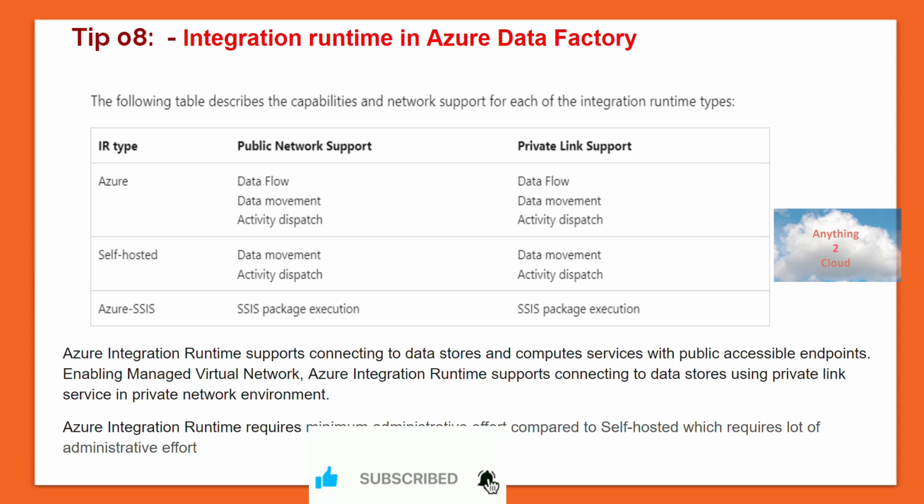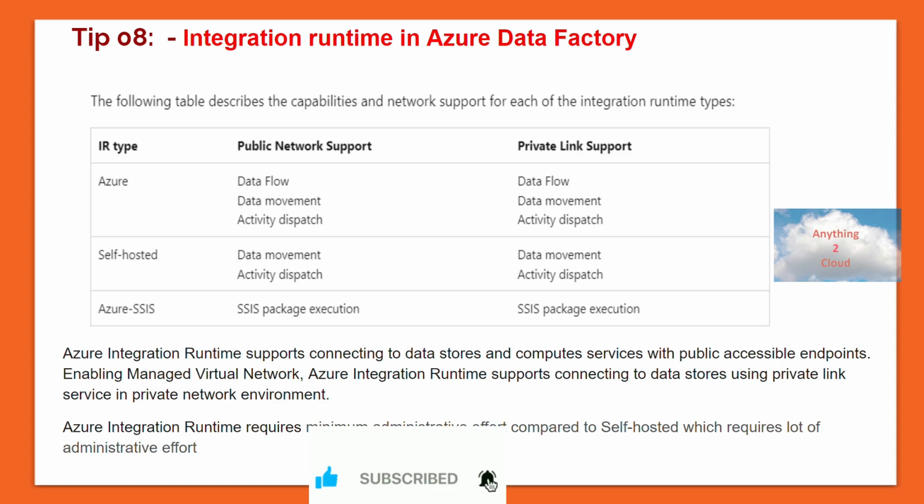The next topic is integration runtime in Azure Data Factory. In Azure Data Factory, we have three integration runtimes. The first one is Azure, the next one is self-hosted, and the third is Azure-SSIS. If you see the screenshot here, the Azure and self-hosted integration runtimes support both data movement as well as activity dispatch, in both private and public networks. But Azure-SSIS is mainly for SSIS package execution, on both public and private.